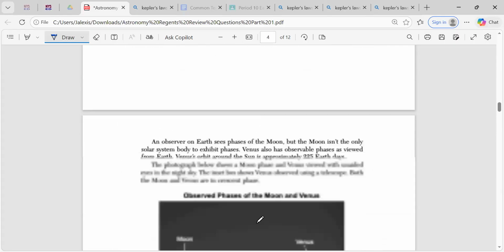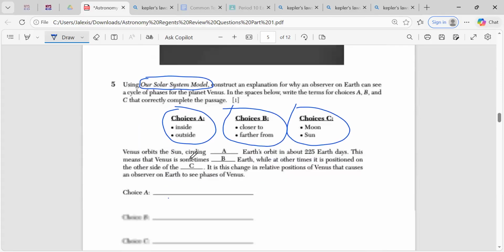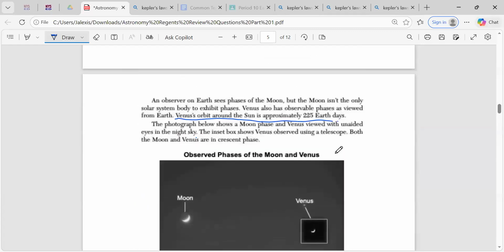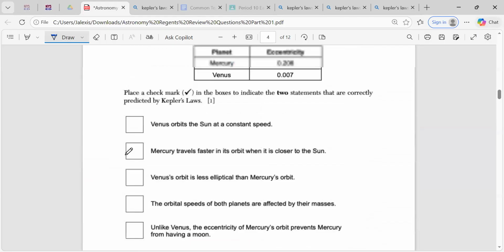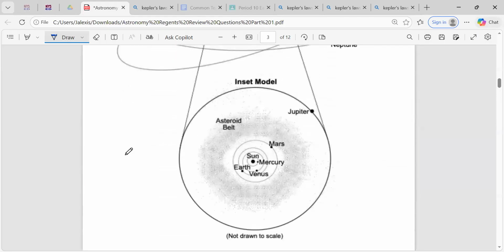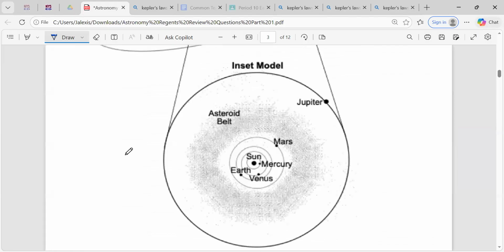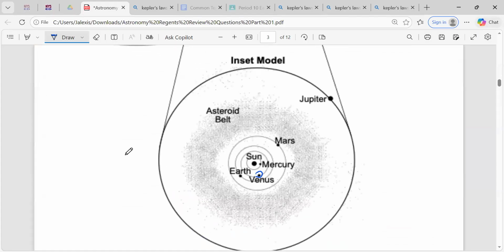So now it's going to be true and false. It says Venus orbits the sun, circling inside or outside Earth's orbit in about 225 Earth days. All right. So let's see if it circles inside Earth's orbit or outside Earth's orbit. And remember, we're focusing on Venus. So I'm going to go to my model and identify Venus. I'm going to zoom in. Venus is this dot right here.